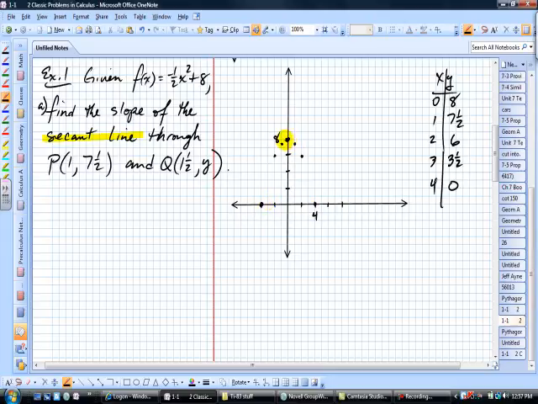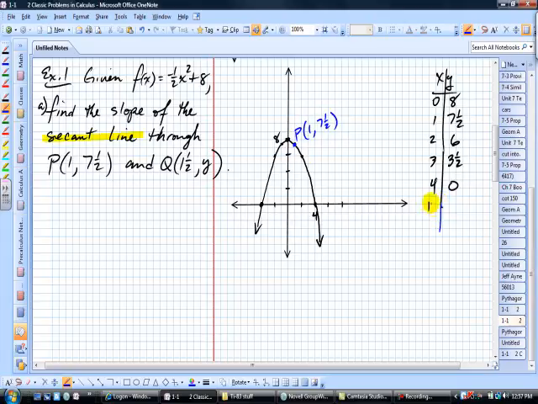And then go ahead and graph your parabola. Okay. Now we're trying to find the secant line through P and Q. So I'm going to graph those. P is 1, 7.5. And then Q is 1.5, y. So where is that?